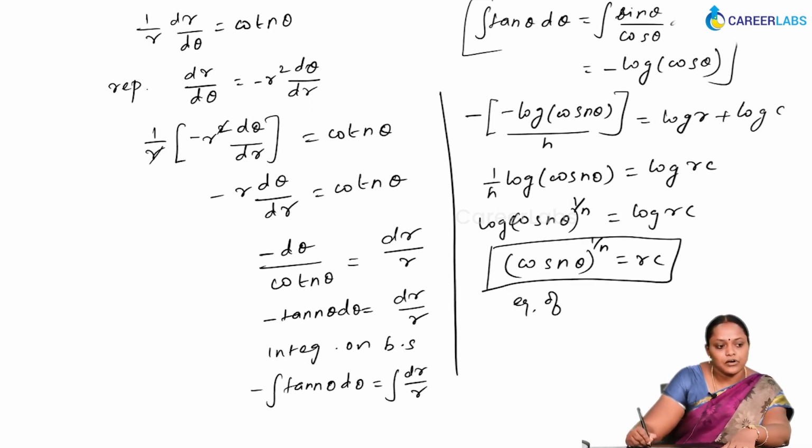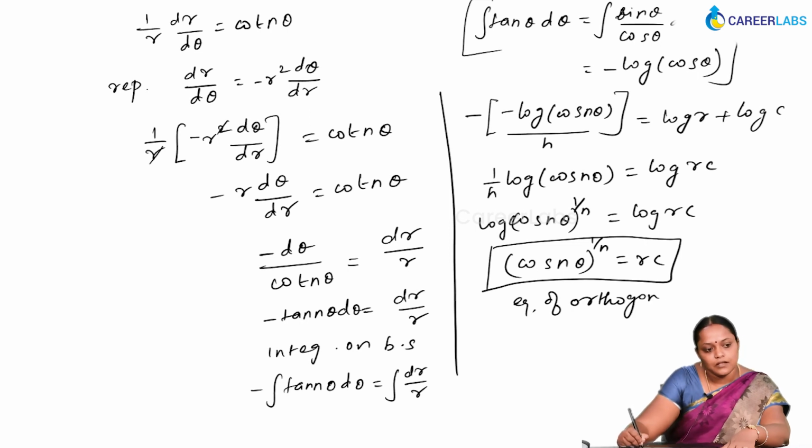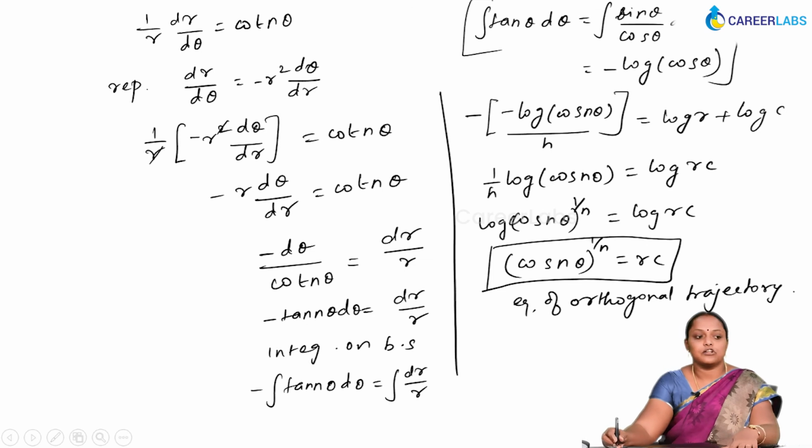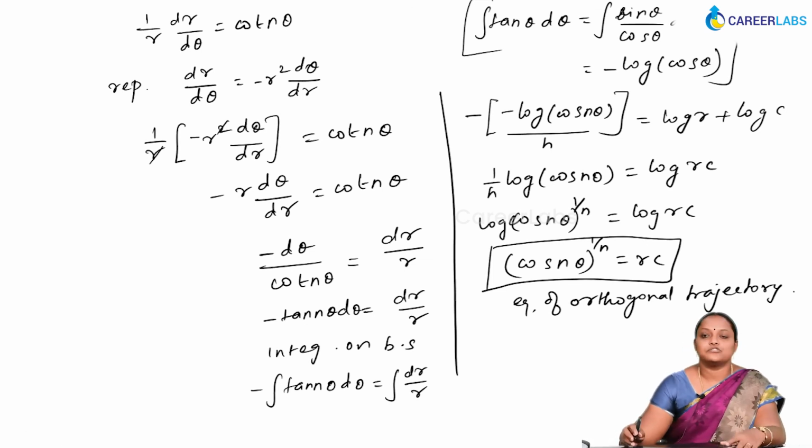This is the equation of the orthogonal trajectory. Okay. So this is how we are supposed to solve problems based on Cartesian as well as polar form. Okay. So we'll stop with this. Thank you.